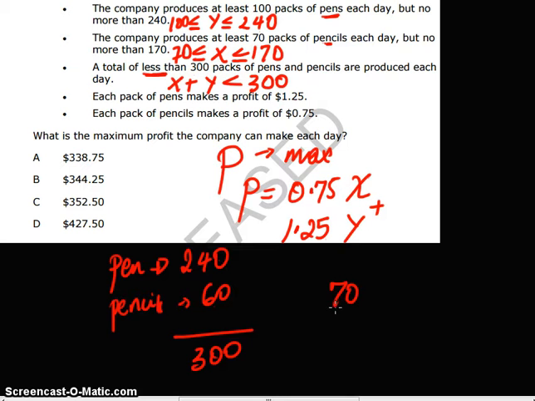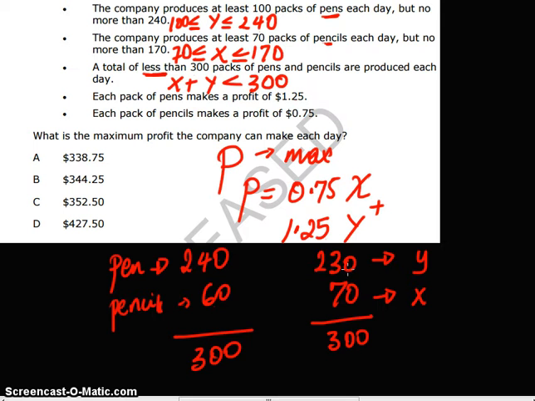So we cannot sell 60, rather we have to sell 70. So if we have to sell 70, then this leaves us with 230. The maximum number of pens that I can sell is 230. That's for Y, and then the pencils are 70, and then this has to be 300. Now there's one thing that we have to understand.